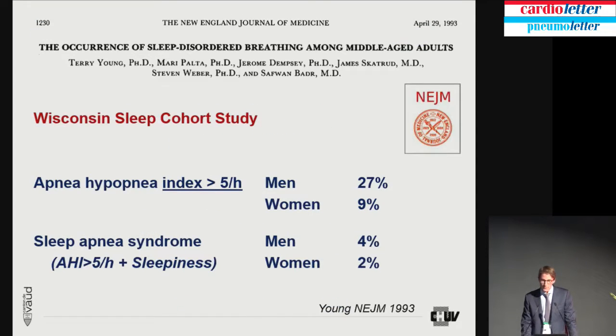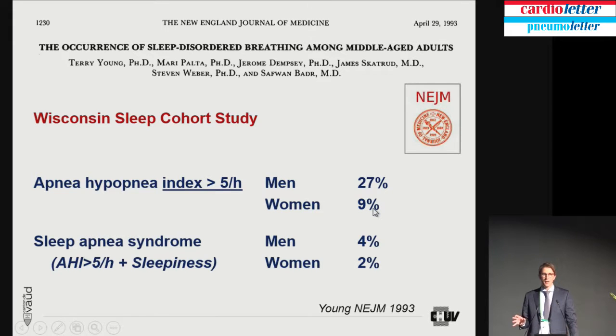So when we think about the prevalence of sleep disordered breathing, we usually refer to this study that was performed in Wisconsin and published in the New England Journal of Medicine in 1993. In this study, they took people working for the state of Wisconsin, aged between 30 and 60 years of age, and they had a full polysomnography, and they found that about 27% of these men had an AHI above 5, and 9% of the women.